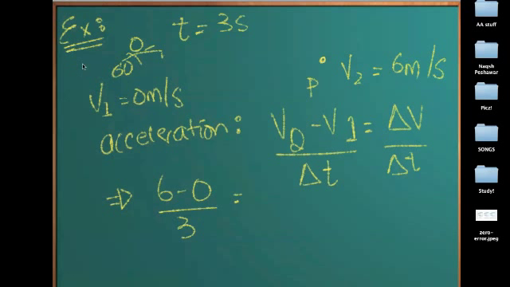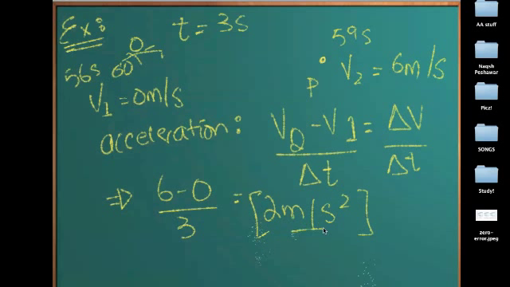So this can be, for example, 56 seconds, and this can be 59 seconds. But the change in time is 3 seconds. This can be 81 and this can be 84. Change in time is 3 seconds. So the acceleration would be 2 meters per second square. The unit of acceleration is meters per second square. This means the motorcycle accelerated with 2 meters per second every second. It increased its speed with 2 meters per second every second.